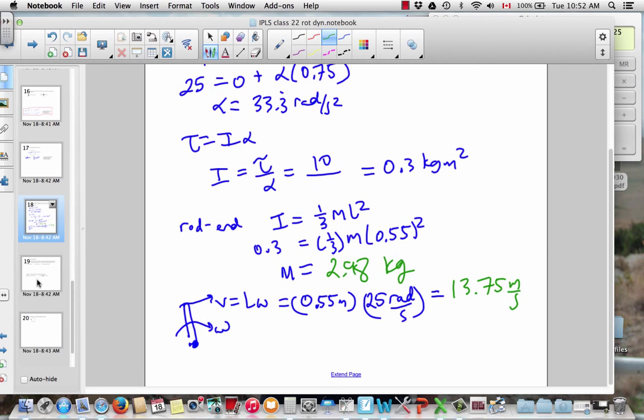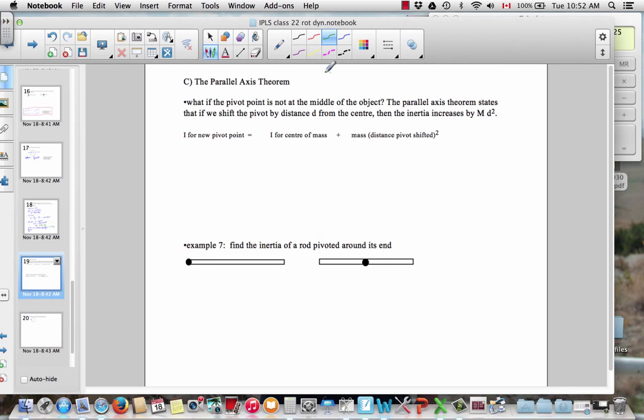A final idea then, having introduced Newton's second law for rotation, net torque equals I alpha, and then having the various inertias, mr squared for a point mass, and then different inertias for the hoop, the disc, rod middle, rod end, and sphere. A final idea is, you see, each of those inertias depends on where the pivot point is. So for the disc, we found the inertia when it was pivoted about its center. What if the pivot point is not at the middle?